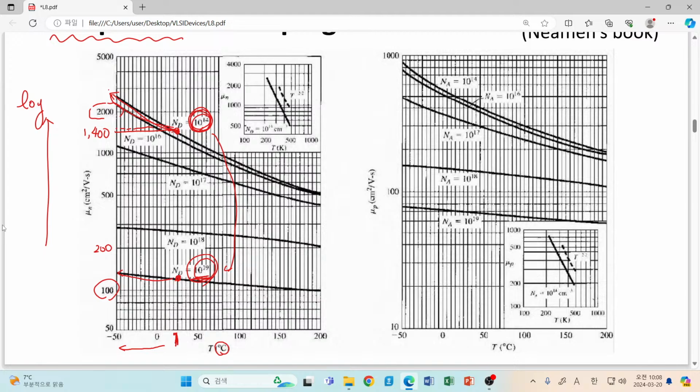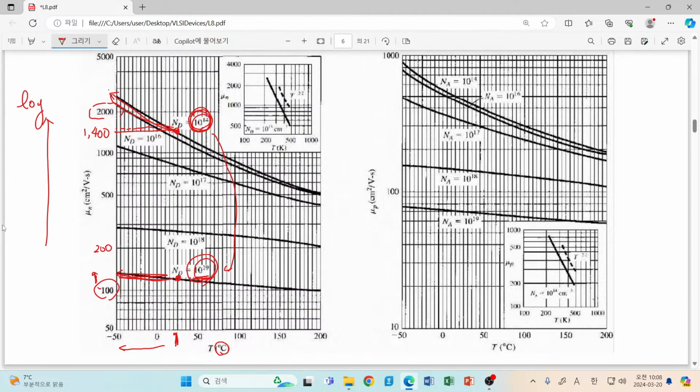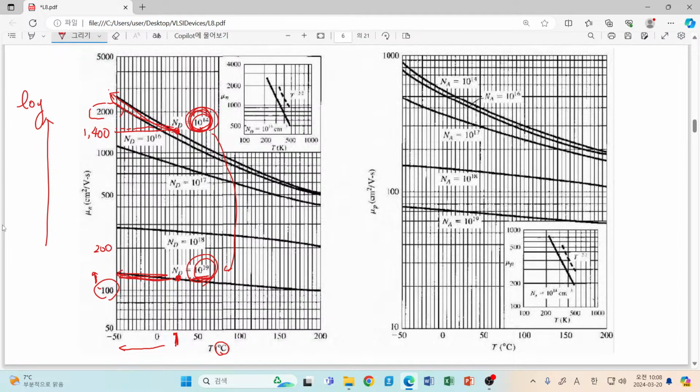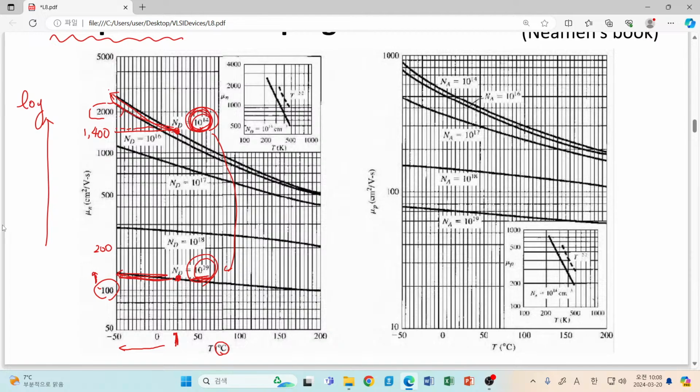However, you may see that in the 10 to the 19 case, it is not that high. The degree of mobility improvement is not that high. Why do we have such differences in their behavior? It is only because in the 10 to the 14 case, the mobility we are observing is dominated by phonons.